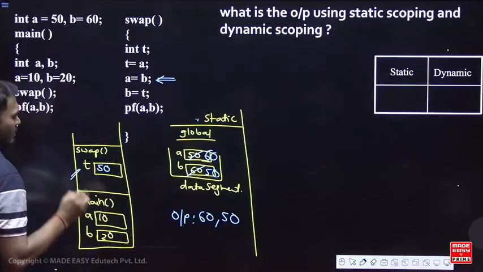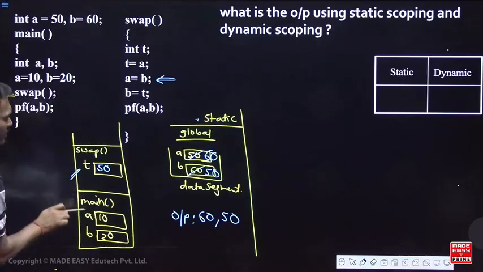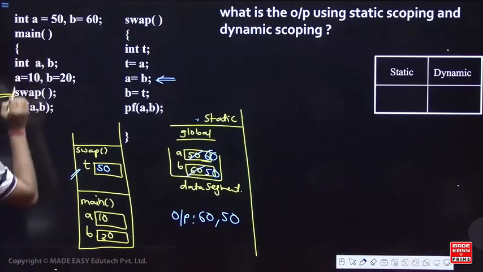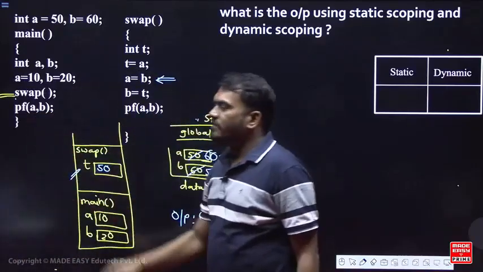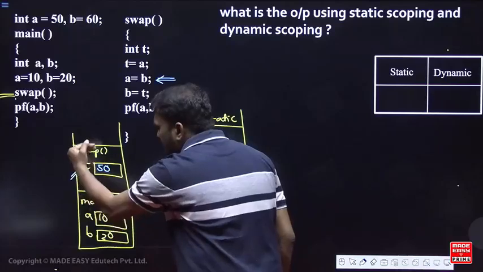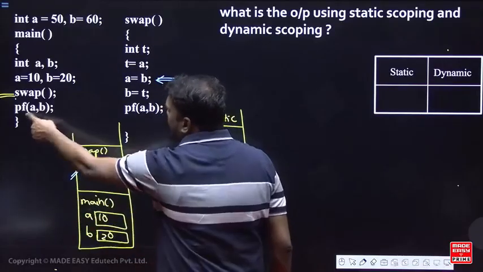Now swap function is completed. So this will be deleted from the stack. Go back to the previous calling function. Who called the swap function? Main. So you come back here. In the main function, once you come back, you say printf a comma b. Swap function completed, this will be deleted, go back to the previous calling function, and once you come back, printf a comma b.